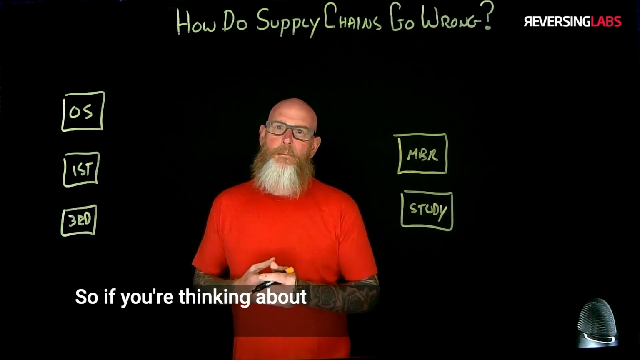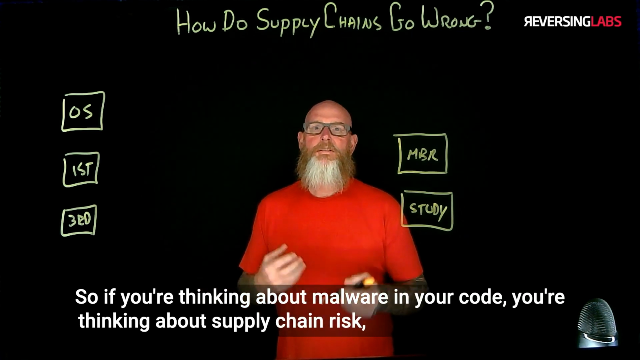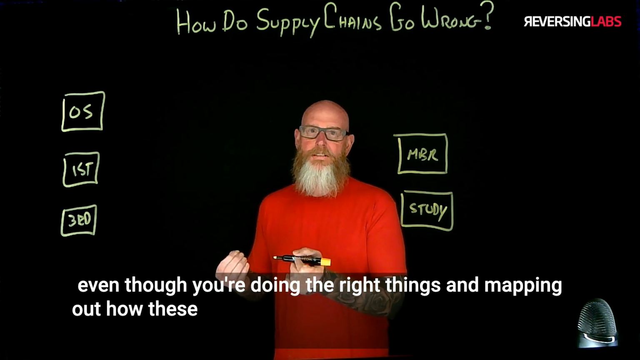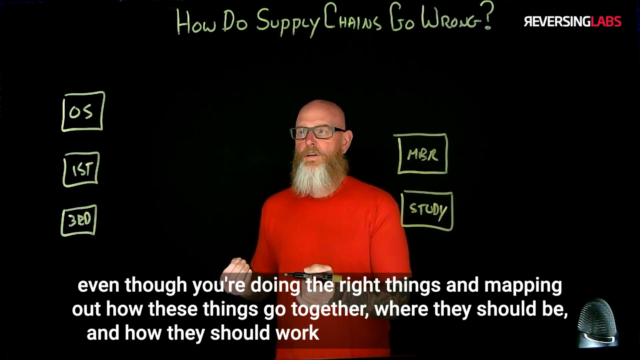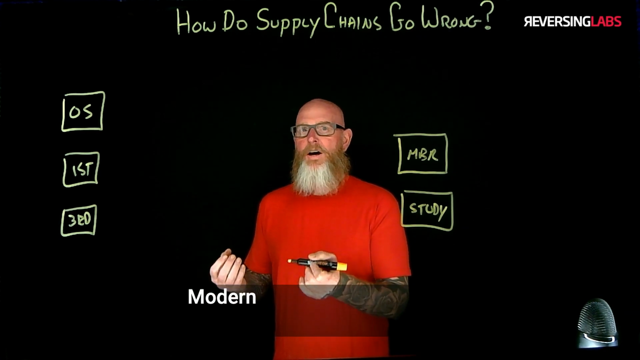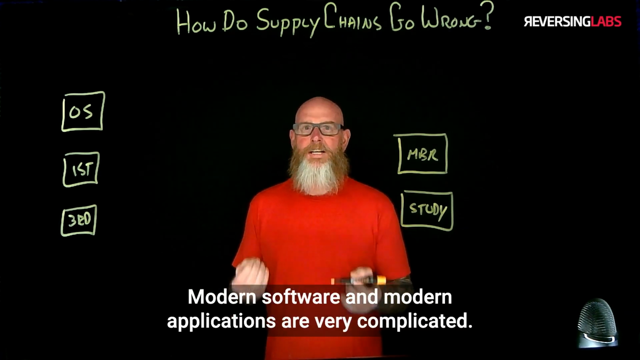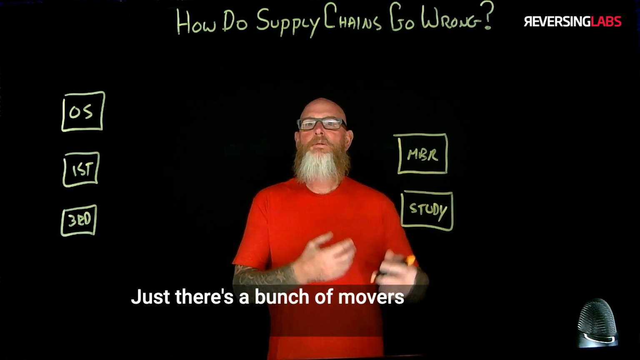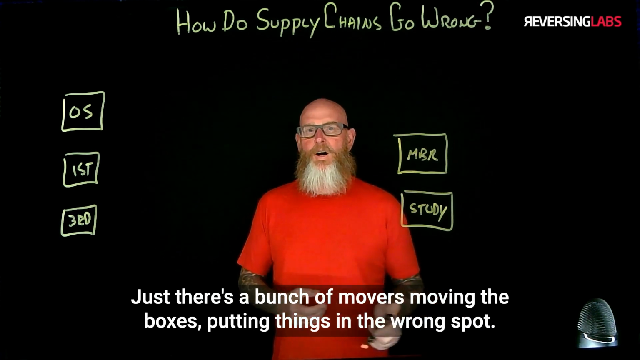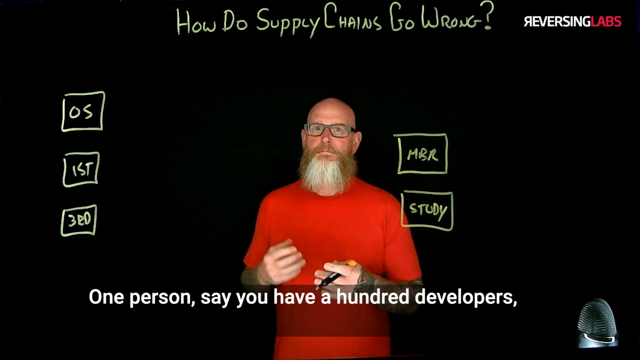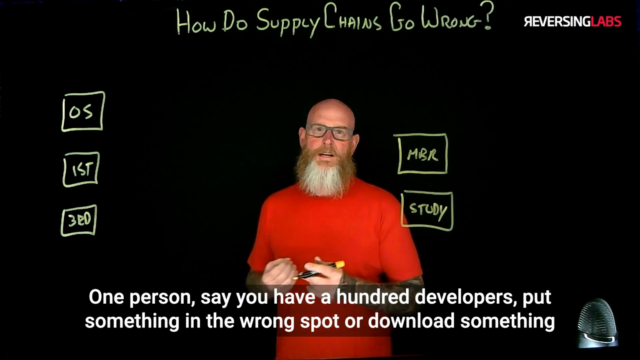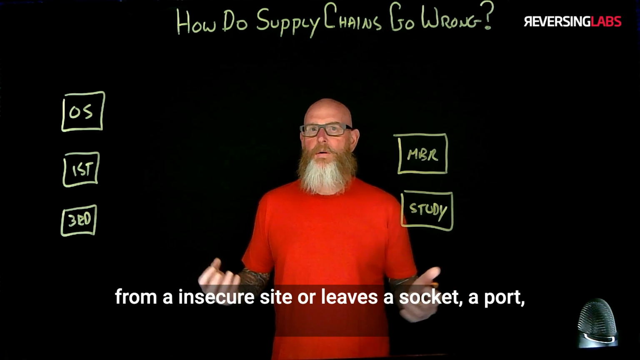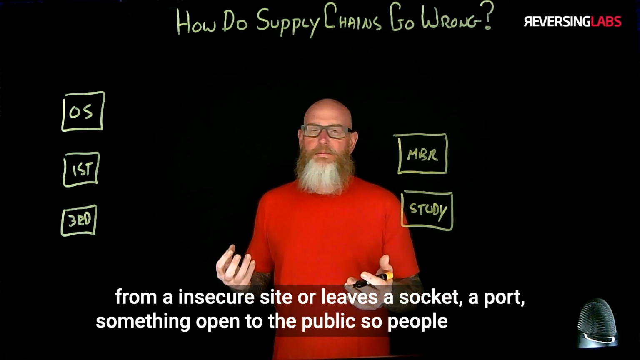So if you're thinking about malware in your code, you're thinking about supply chain risk, privilege escalation, even though you're doing the right things and mapping out how these things go together, where they should be and how they should work together, chaos happens. Modern software and modern applications are very complicated. There's a lot of things going on. There's a lot of people working on that. Just like there's a bunch of movers moving the boxes, putting things in the wrong spot. Say you have 100 developers, and one person puts something in the wrong spot or downloads something from an insecure site or leaves a socket, a port, something open to the public so people can see it.